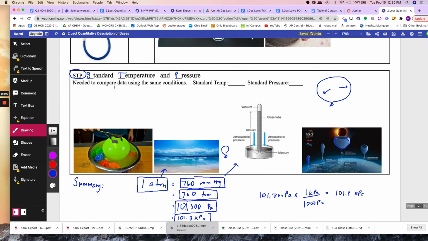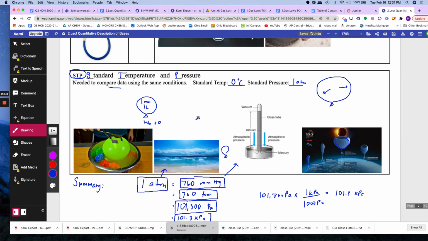So to compare data, we'll tell each other, let's keep the standard temperature at 0 degrees Celsius, and let's keep standard pressure at 1 atm. So if I were doing an experiment and I say, oh, I have a balloon and it's 1 liter in my lab, okay, in San Diego, nice and hot in San Diego. If I call somebody in Alaska, that same, let's say this is 1 mole of a gas, okay, that same gas in Alaska is going to shrink, right? So now it's only 0.5 liters.